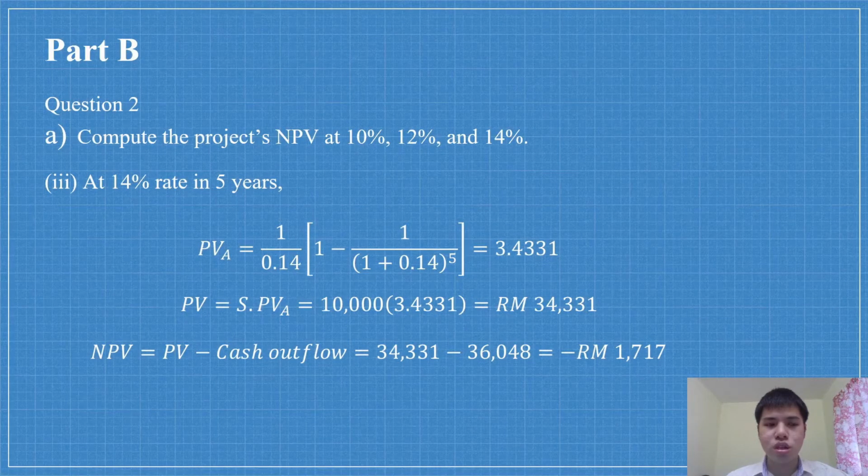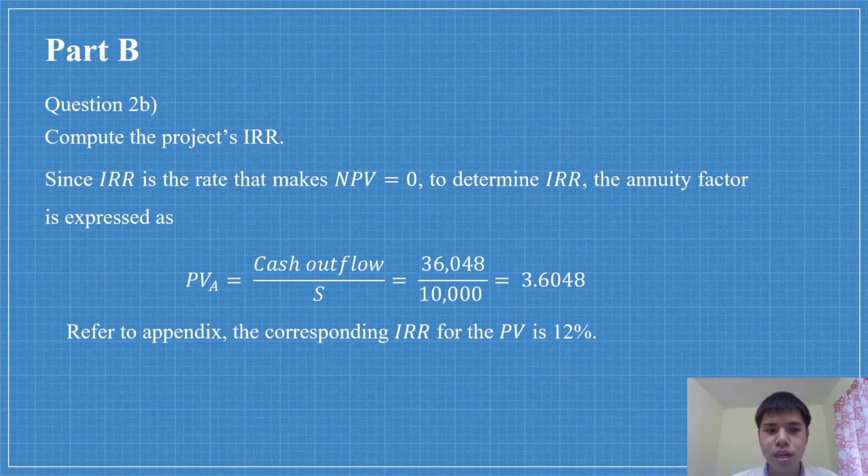While for the third situation, at 14% rate in 5 years, the annuity factor is found to be 3.4331, and the PV is 34,331 ringgit, and therefore the NPV is a negative value, which is 1,717 ringgit. For question 2b, we need to compute the project's IRR, which is the internal rate of return.